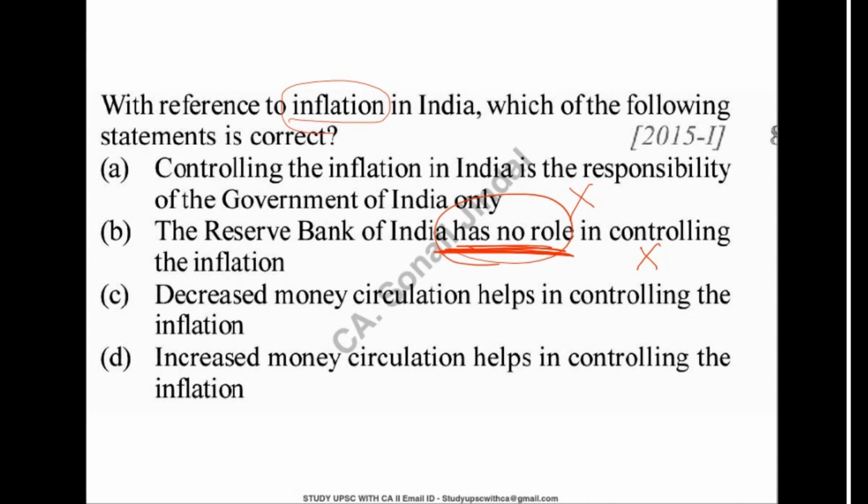Here also the trick I discussed earlier is applying, as C and D are exactly opposite of each other. Let's read the third statement. Decreased money circulation helps in controlling the inflation. Increased money circulation helps in controlling the inflation. We have discussed that if there is a decreased money circulation, it will help in controlling inflation. So the answer is C.